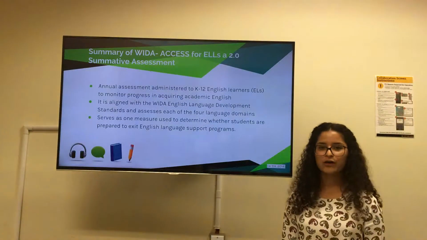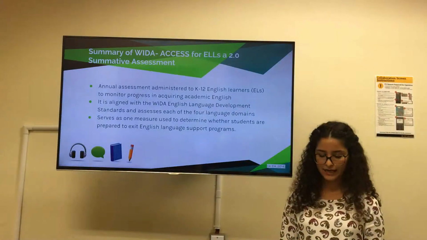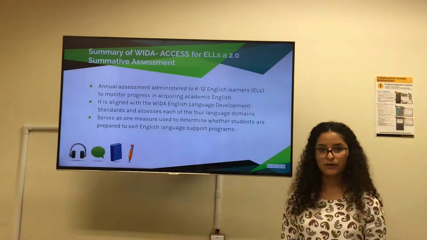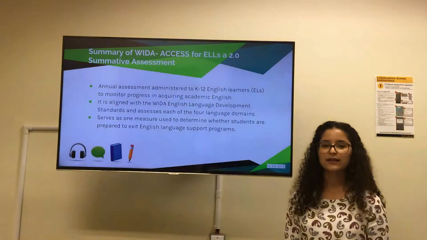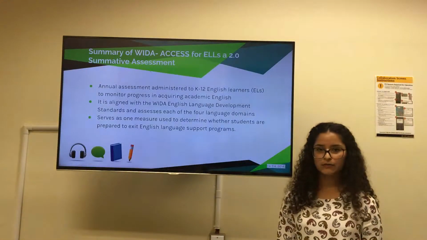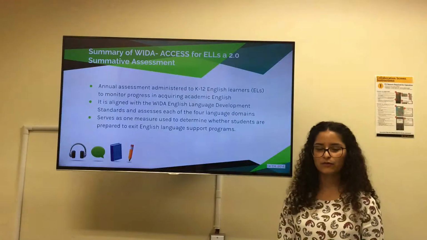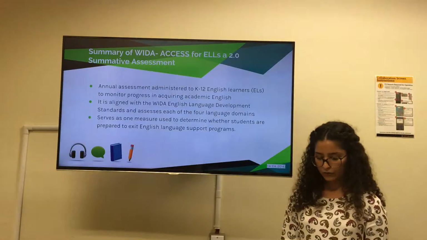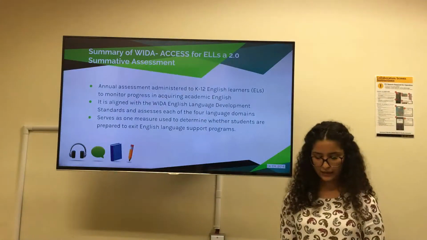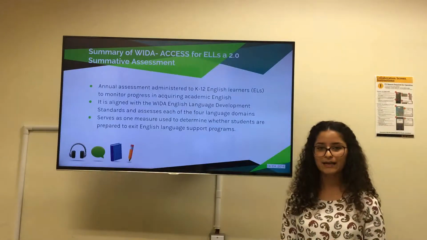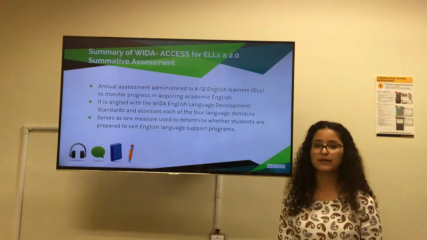The Access 2.0 is aligned with the WIDA English language development standards, which include social instructional language, English language arts, language of mathematics, language of science, and language of social studies. The WIDA Access 2.0 assesses the four language domains: listening, speaking, reading, and writing. Although we don't have direct access to it, it includes vital information such as expectations for students' performance at each level of the language development continuum.